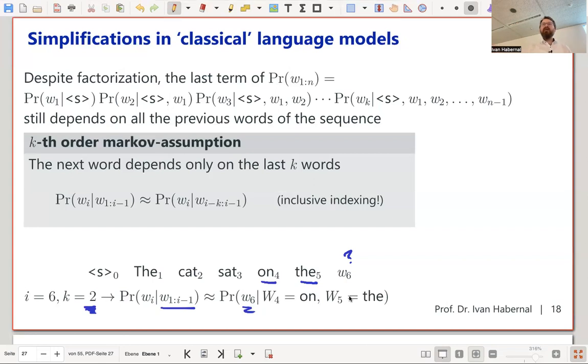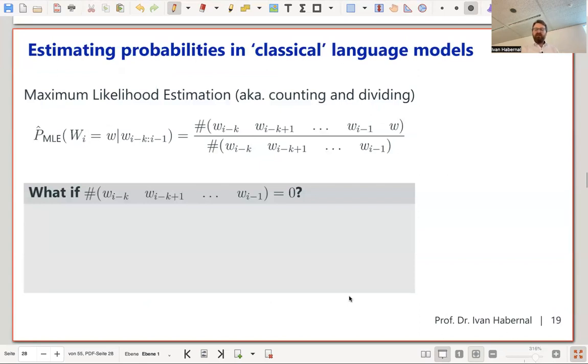You heard it? So it's called maximum likelihood estimation, MLE. And this is definitely counting and dividing. So how do you do it with words? Well, you do it the same way.